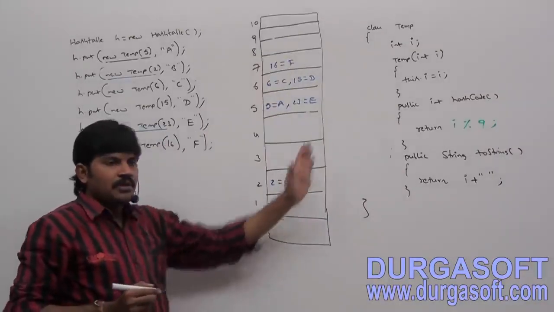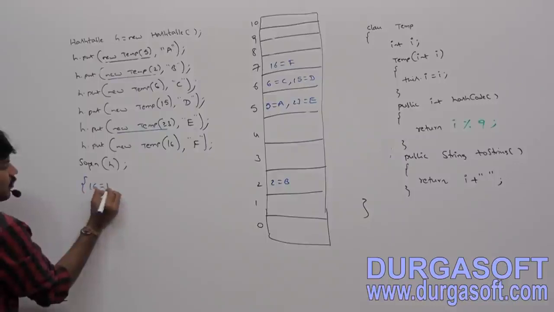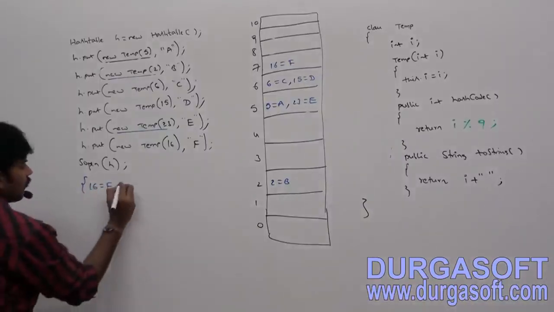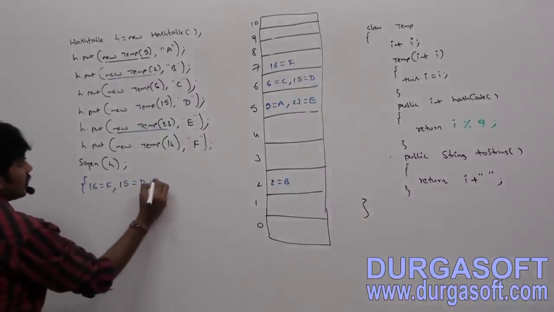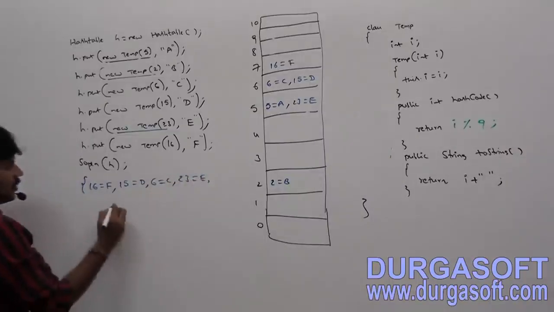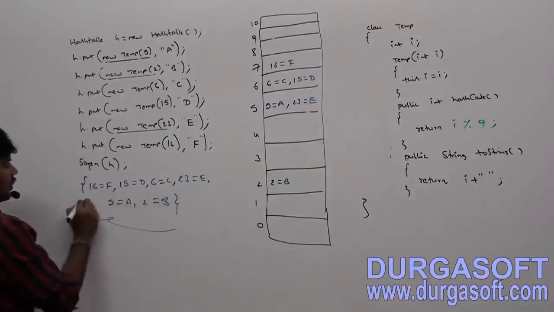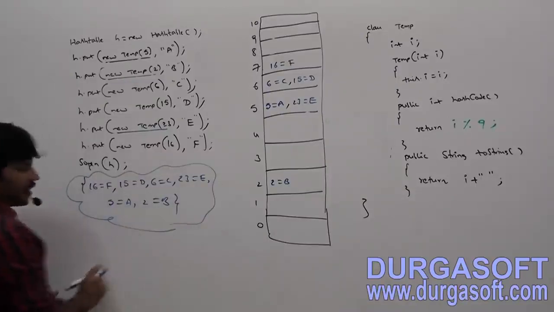From top to bottom, from right to left. What is the answer? 16 is equal to F, 15 is equal to D, 6 is equal to C, 23 is equal to E, 5 is equal to A, 2 is equal to B. Sir, is it correct or not? Let me execute this one.